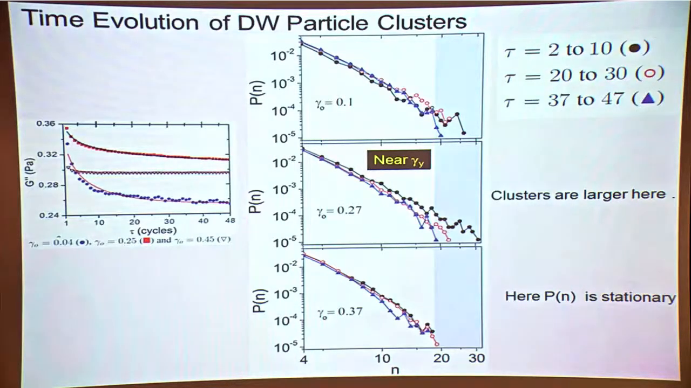So these are for three gamma naughts, and this is for three windows. We average it, because it's quite a noisy measurement. So we average over, let's say, cycles 2 to 10, 20 to 30, 37 to 47. This P of N, you can see, goes right up to a 20 particle cluster.